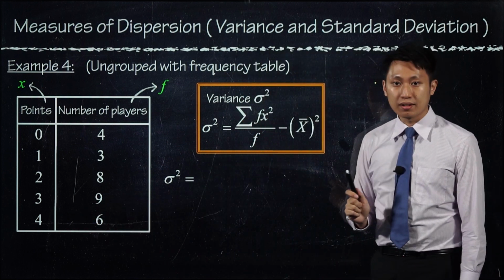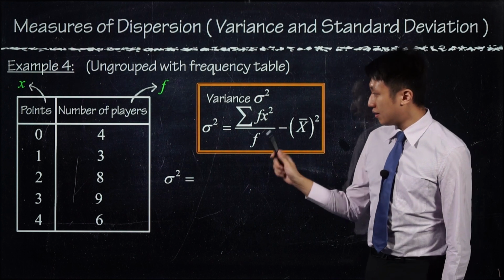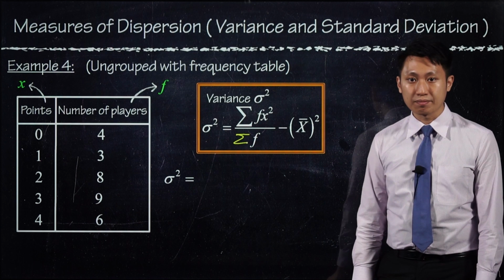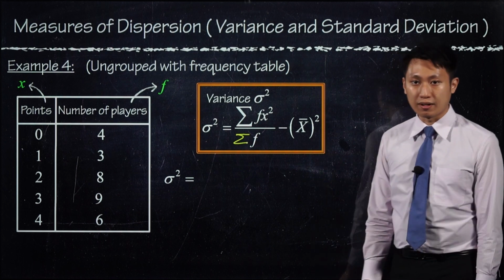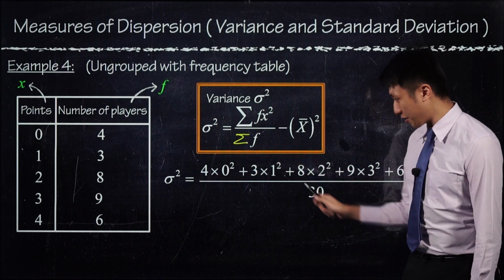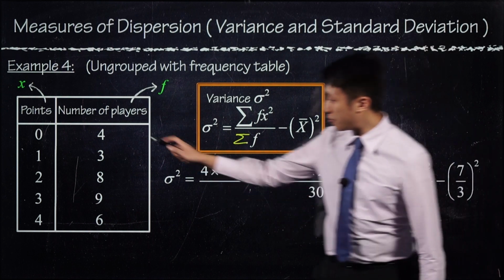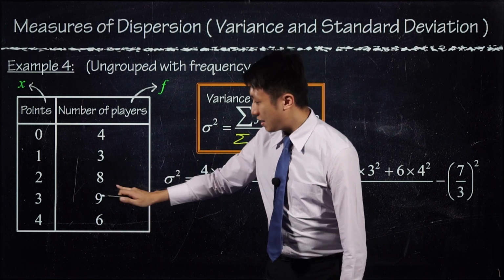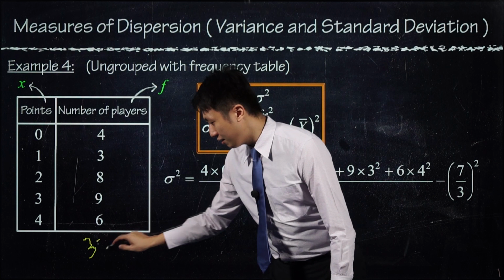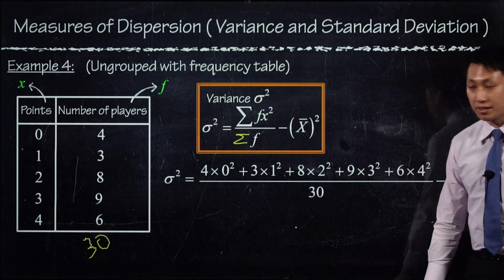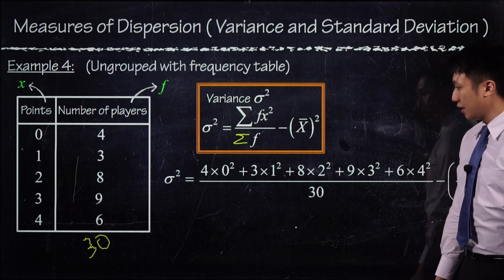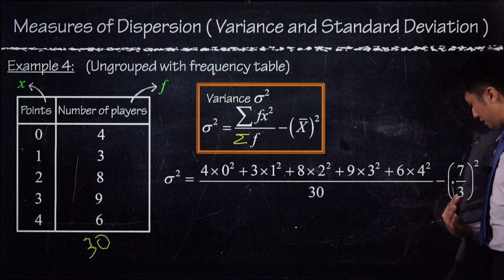Divided by f. Wait, this is sum of f. Then minus this one. Then what do you get? You get this one. I'm correct, right? Sum of f. The sum of all of this: 4, 3, 7, 8, 15, 24, 30. This was the example that we did just now. 30. So we divide by 30, the sum of f. Remember about this one? So I have to minus what we got just now.